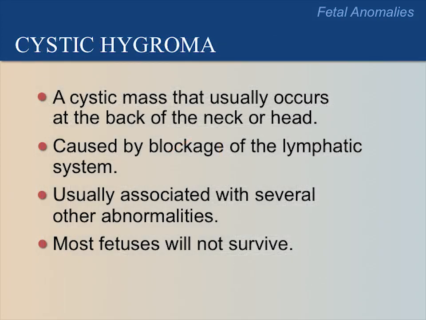The last fetal abnormality we will discuss is cystic hygroma. This is a condition caused by a blockage in the lymphatic systems that usually appears as a cystic mass at the back of the neck or head. Often we will see other abnormalities together with this condition. Most fetuses will not survive.